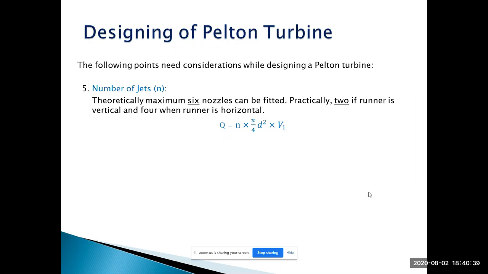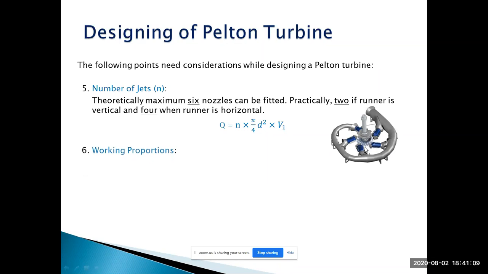How does this number of jets come into the picture? When we talk about the flow rate hitting the Pelton turbine, this flow rate is nothing but pi by 4 d1 square, which is the area of the nozzle outlet, into the velocity of the jet, multiplied by n. This n here is the number of jets involved. This is very crucial while designing any Pelton turbine. Let's see this. This is what we have. This is our Pelton runner, and these are the jets hitting our runner.